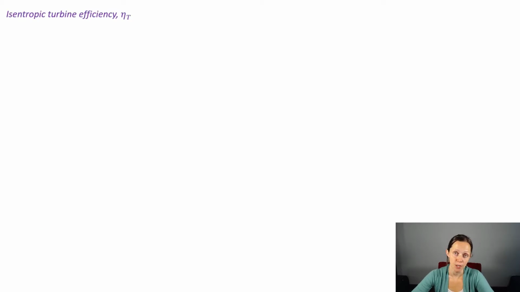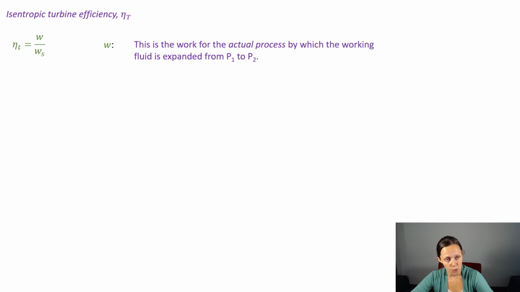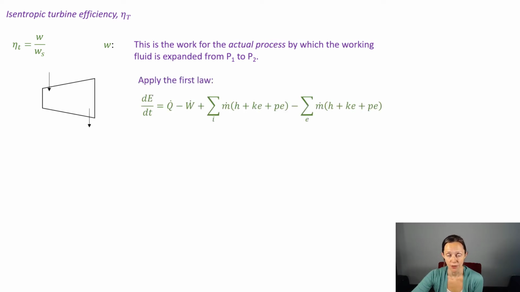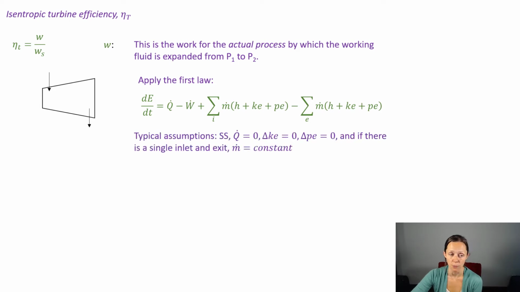So let's talk about turbine isentropic efficiency. It's defined as the actual work over the isentropic work. The actual work is the work output for the actual process as you expand from P1 to P2. And if I apply the first law, I can get an expression for that. I've got an open system, and when I make the appropriate assumptions, the ones that I typically do for a turbine, I'm left with H1 minus H2.